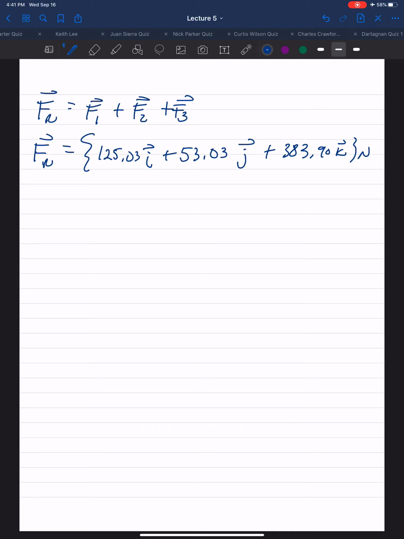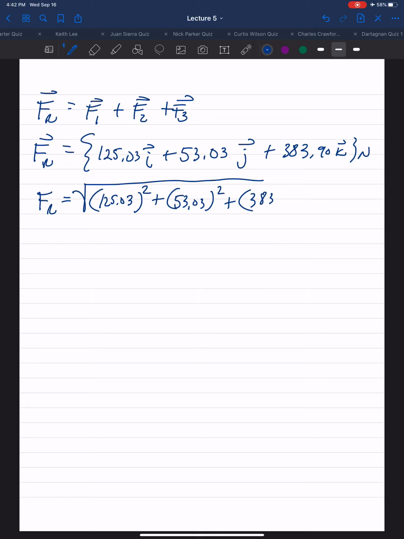The magnitude of the resultant force is the square root of the x, y, and z components of the resultant force squared. So that'd be the 125, 53.03, so the magnitude of the resultant force.